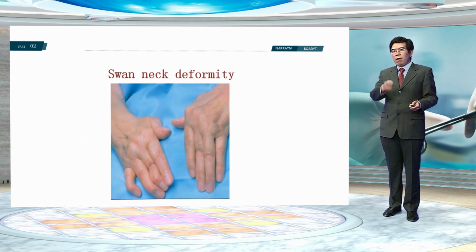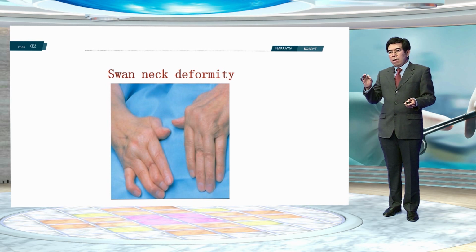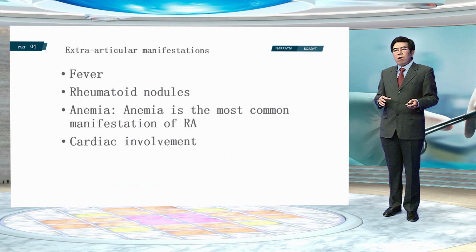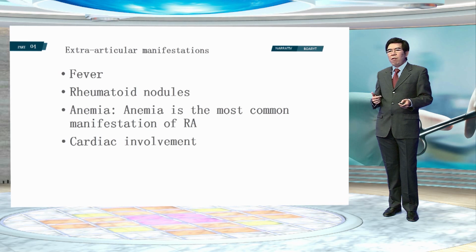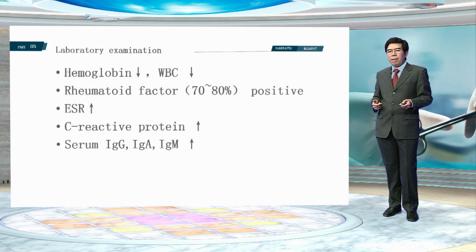Now look at this picture. This is the swan neck deformity. The fingertip looks just like a swan. So the extra-articular manifestations should be fever, rheumatoid nodules, and anemia. Anemia is the most common manifestation of RA, and there is also cardiac involvement.